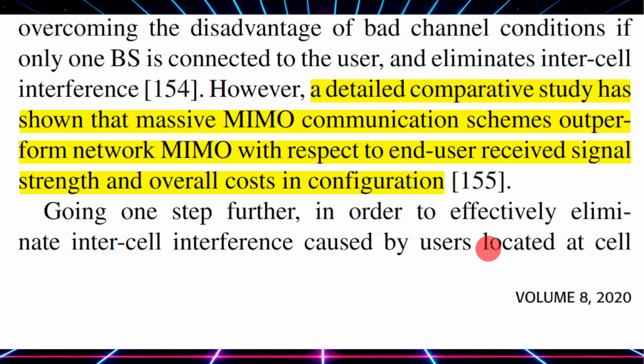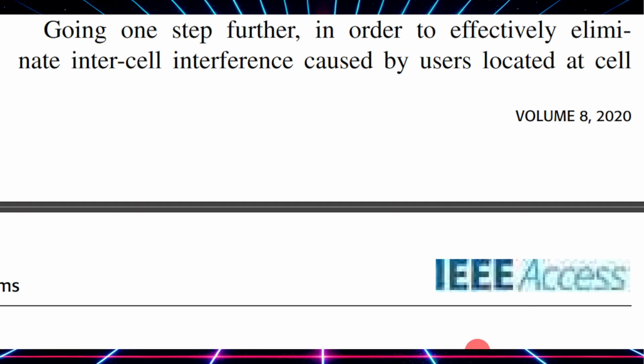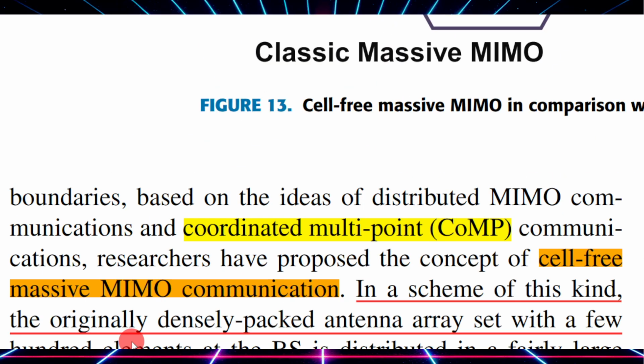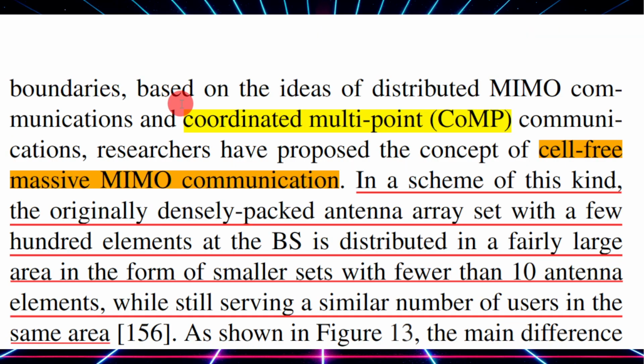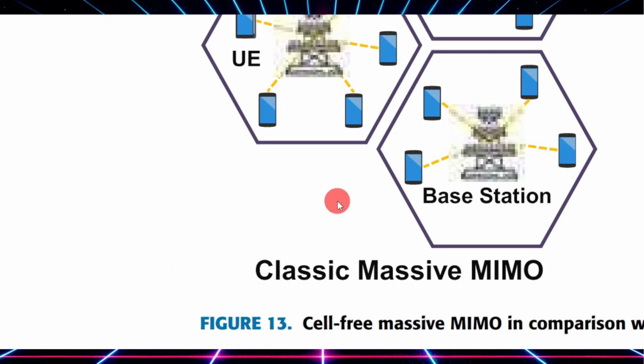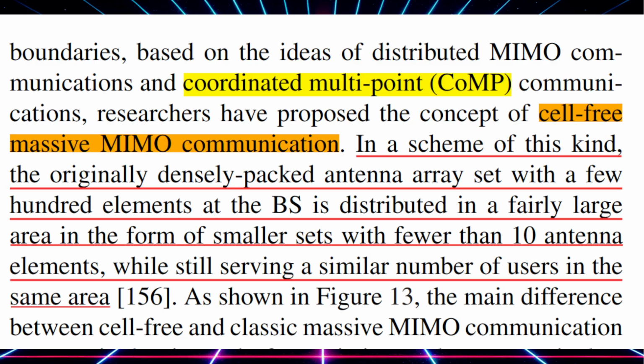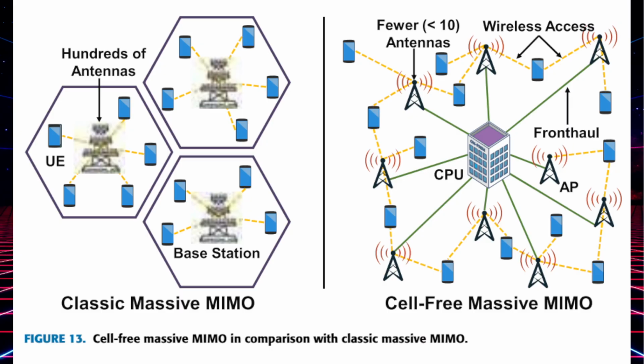Going one step further, in order to effectively eliminate inter-cell interference caused by users located at cell boundaries, based on the ideas of distributed MIMO communications and coordinated multi-point, CoMP, communications, researchers have proposed the concept of cell-free massive MIMO communication. Here is figure 13. I'll just put it up on the screen like this. That is figure 13, cell-free massive MIMO in comparison with classic massive MIMO.